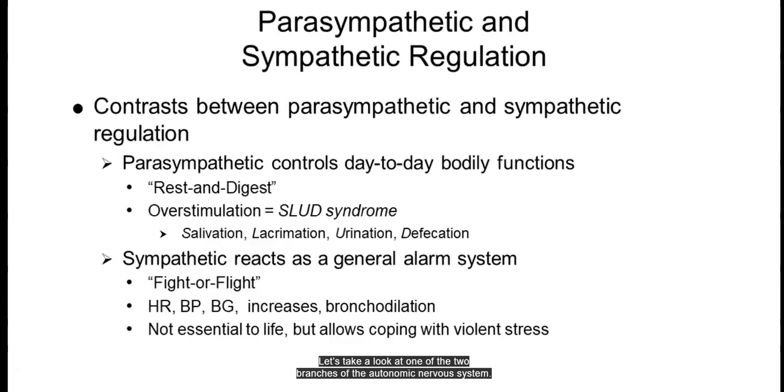Let's take a look at the two branches of the autonomic nervous system. The first one we'll discuss is the parasympathetic system. We like to refer to this as the rest and digest system. Think about how you feel after a big Thanksgiving dinner. It is responsible for the day-to-day functions such as digestion, bladder and rectal discharge, and mucus production in the bronchi.